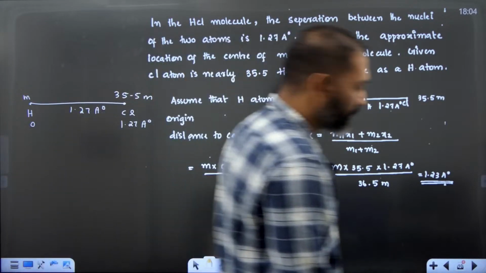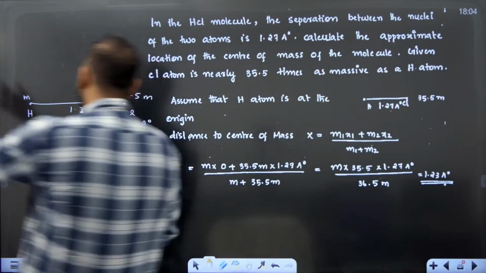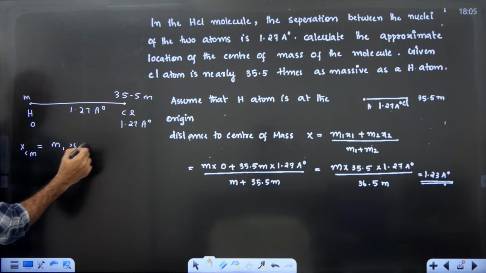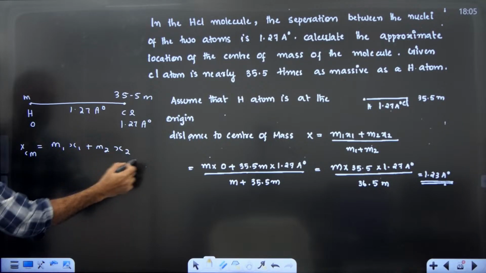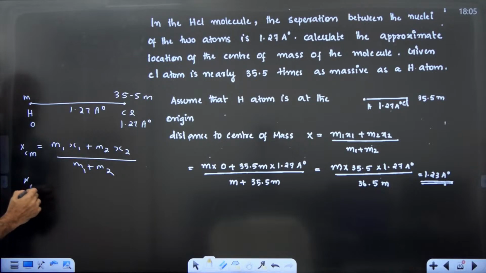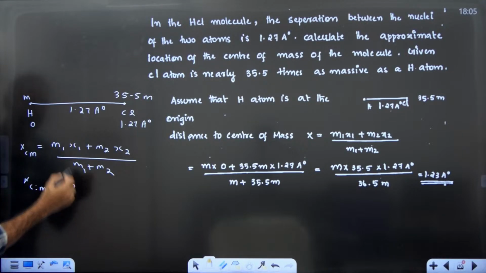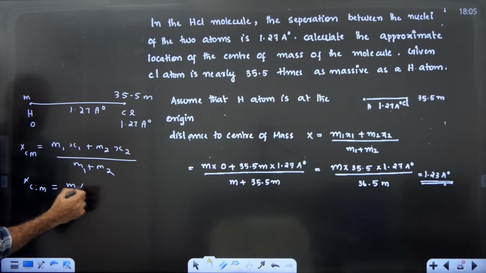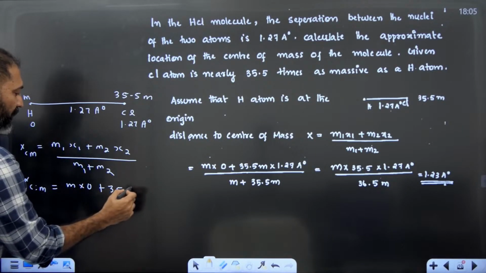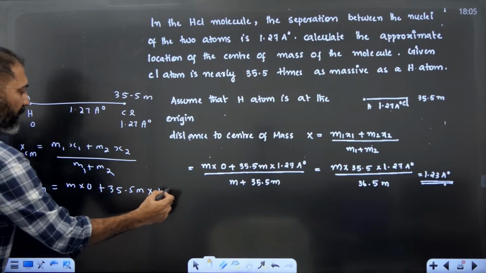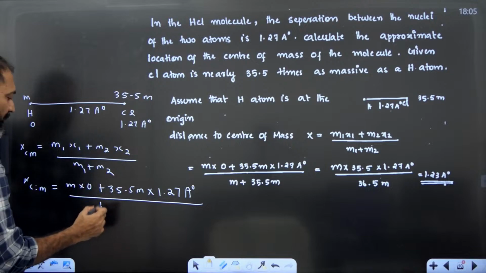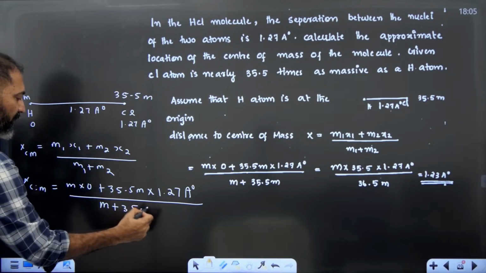We have done this problem before, okay, the answer is simple. To find the position of the center of mass, what do we have to do? m1x1 plus m2x2 divided by m1 plus m2. So this is the equation for center of mass in the x direction. First body has mass m, and its position is 0. Second body has mass 35.5 m, and its position is 1.27 angstrom. Total mass is m plus 35.5 m.